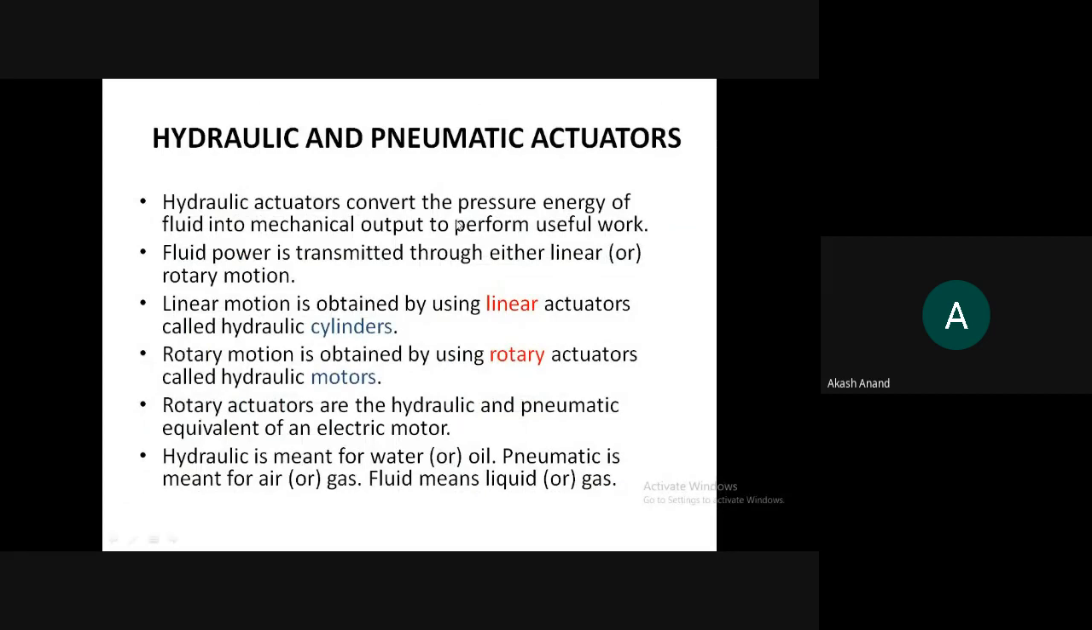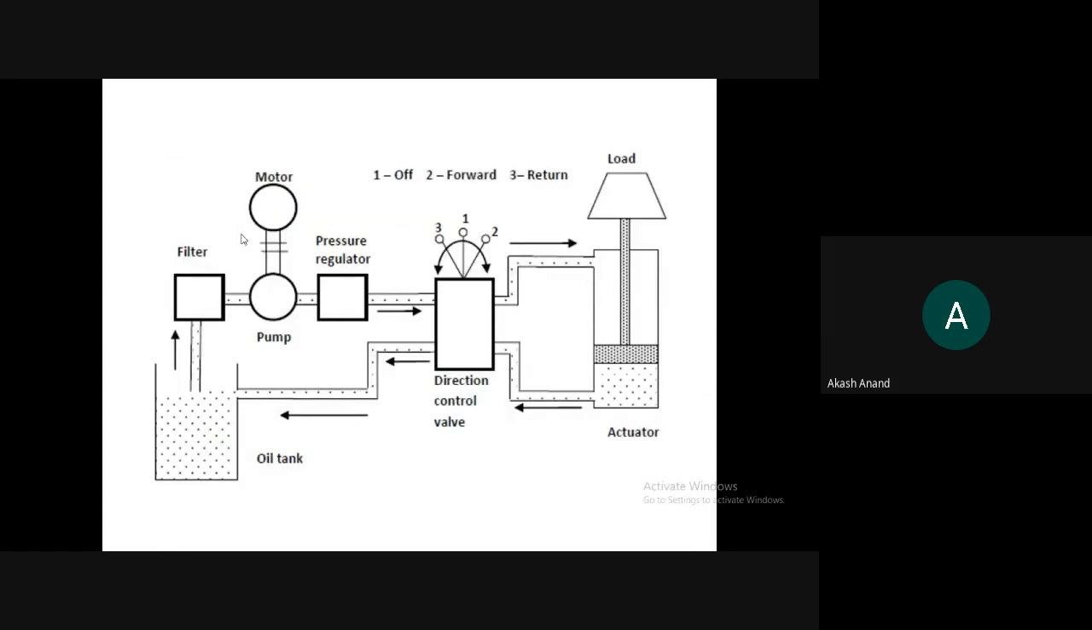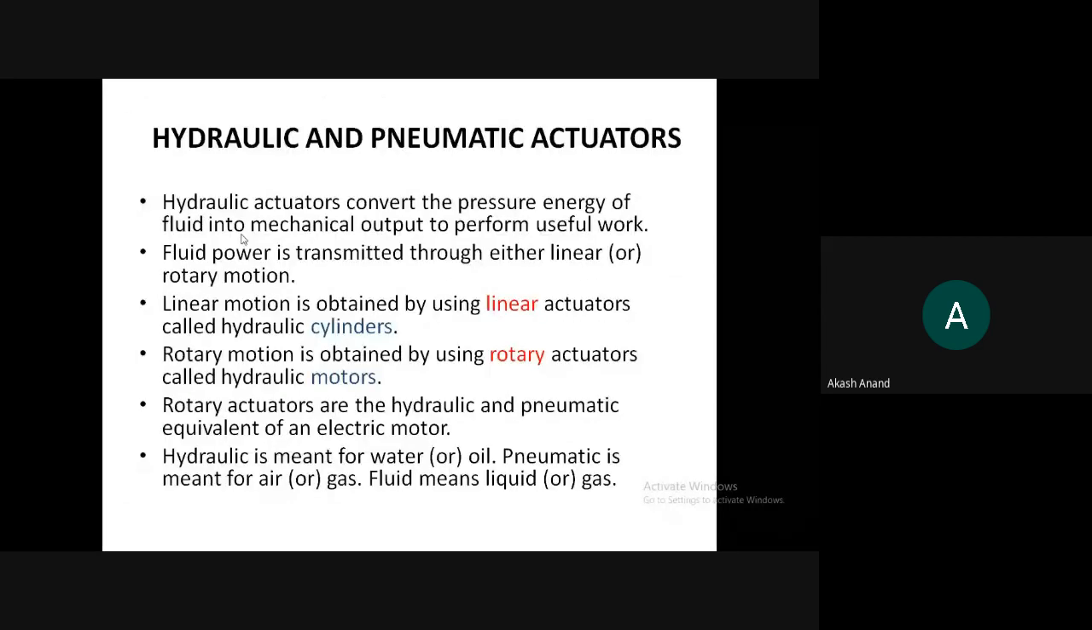So the fluid power is transmitted through either linear or rotary motion. We have only discussed linear actuators so far. There is one more type of actuator called rotary actuators. We will discuss it soon.